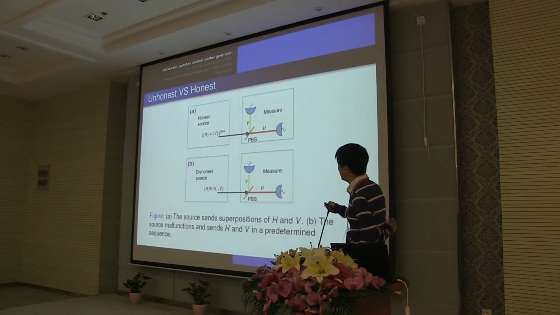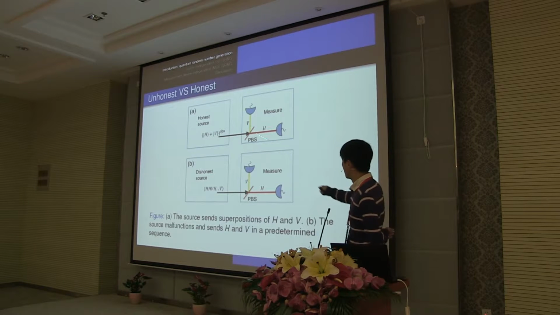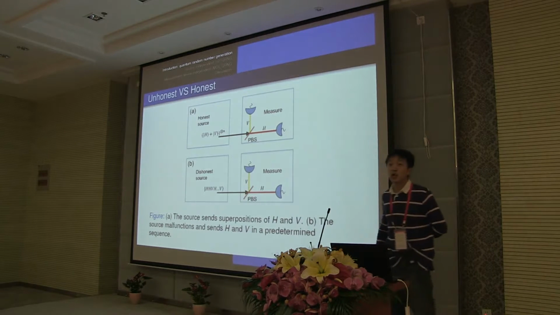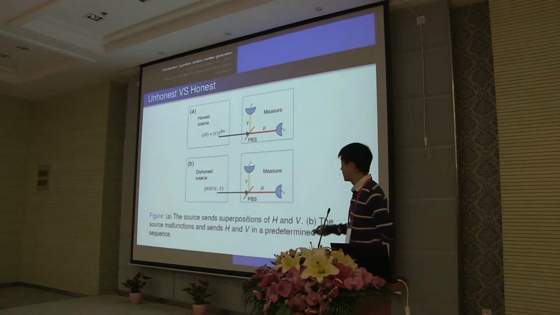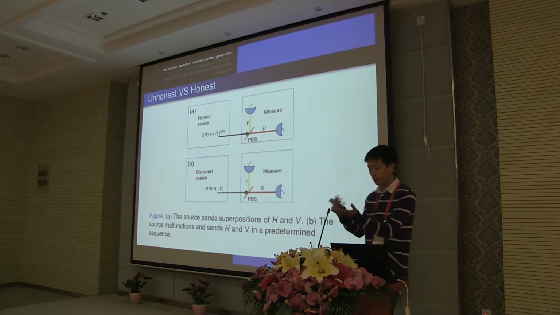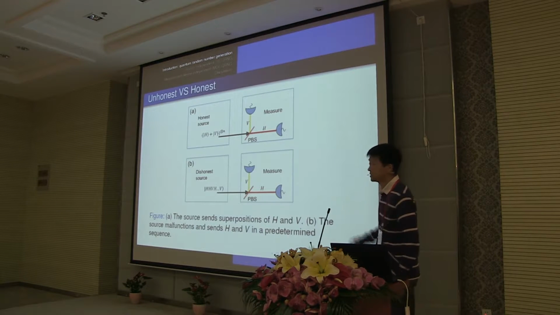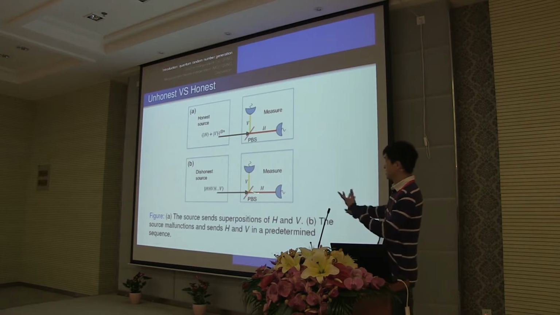Suppose when you buy some device, you ask the manufacturer to prepare the states, like H plus V states, and then you perform measurement H and V. In this case, we know that the measurement outcomes will be random. However, the manufacturer might input just H and V, but put the H and V in a random order. And then if you perform the measurements, you will see that it looks like it's still random.